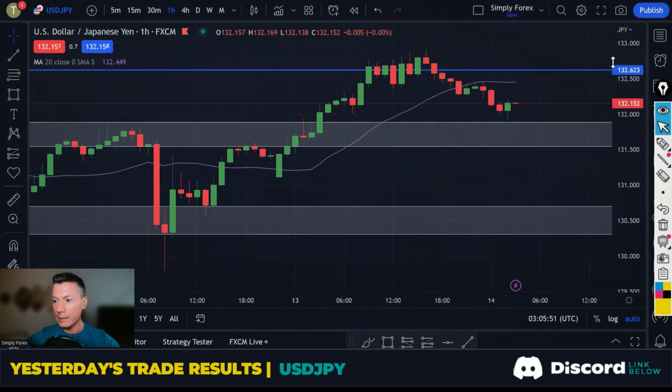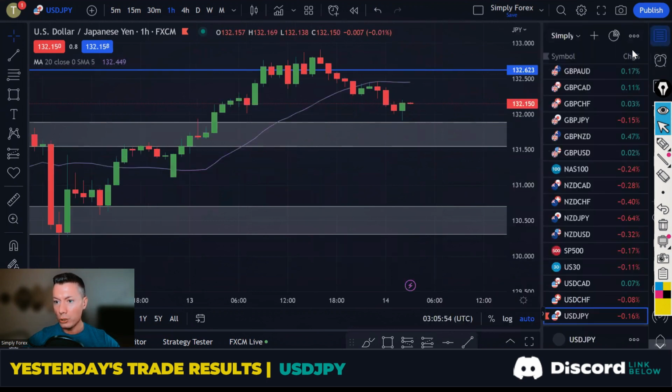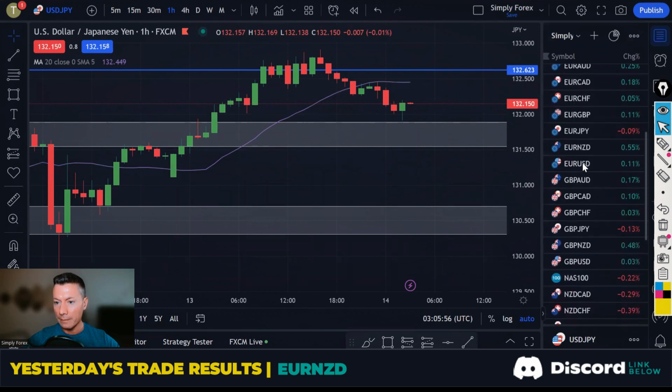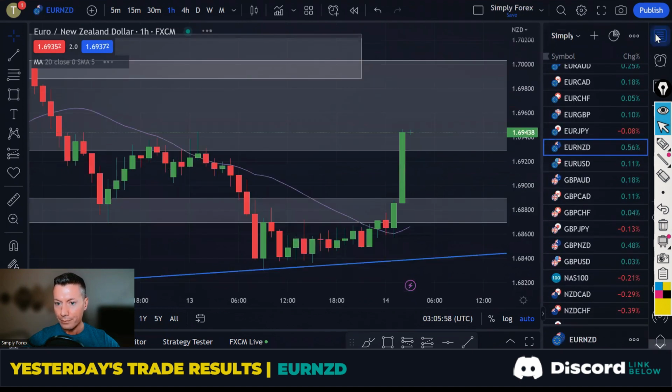The next one, guys, is this. It is euro against the New Zealand dollar. And I did trade this one.